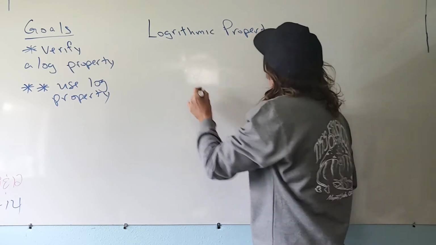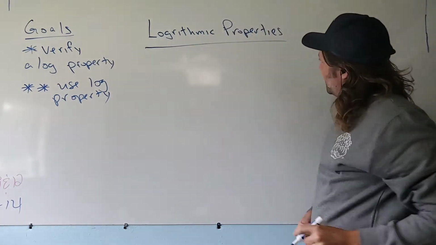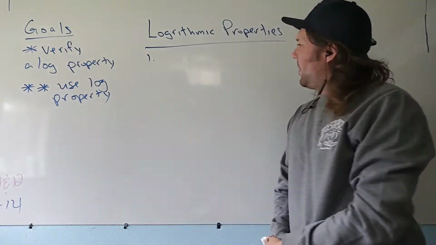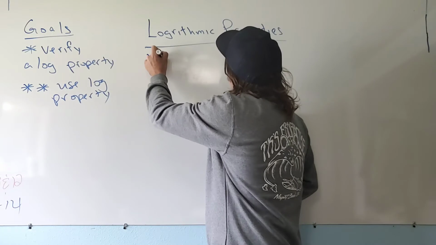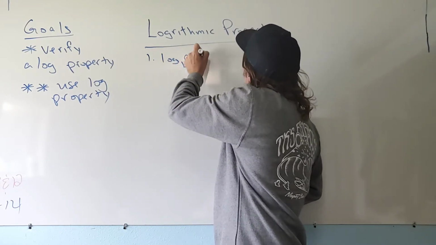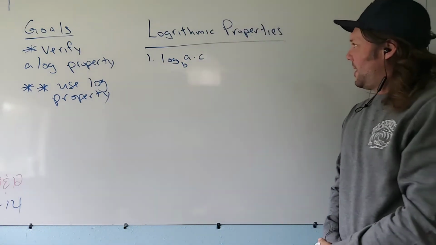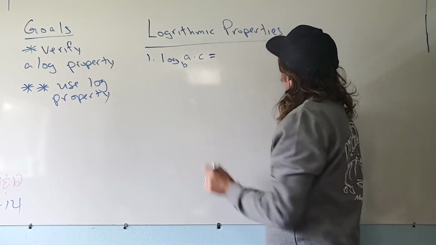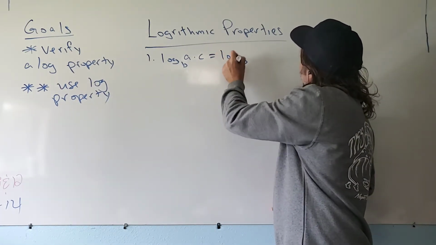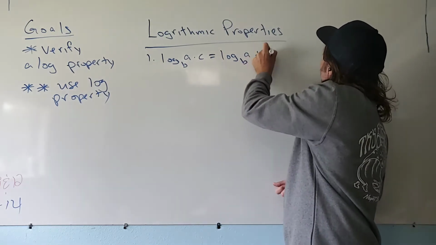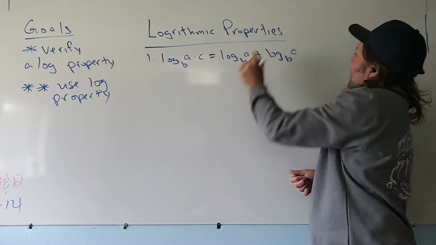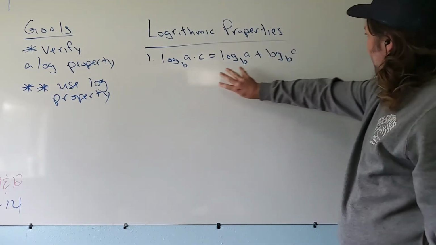And we're only going to talk about one of them. There are actually three that we're going to learn about. The first one we're going to learn about is log base b of a times c. All right? And I'm going to be able to rewrite that as log base b of a plus log base b of c. So I'm going to show you that this in fact turns into this.